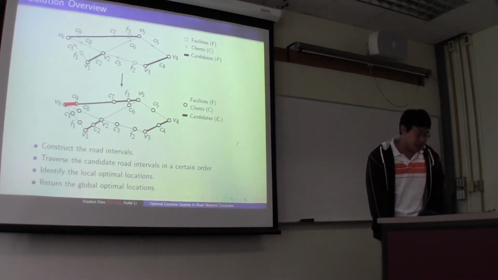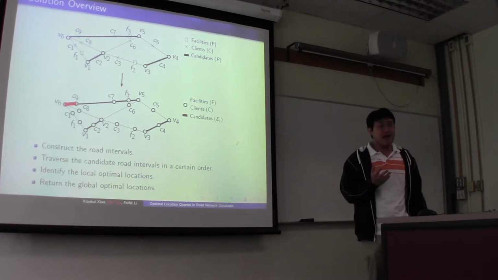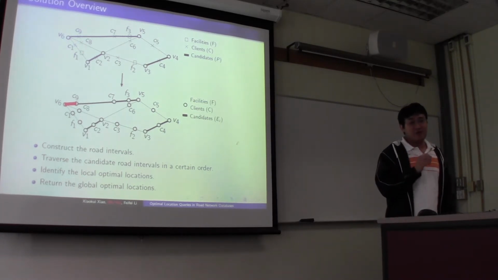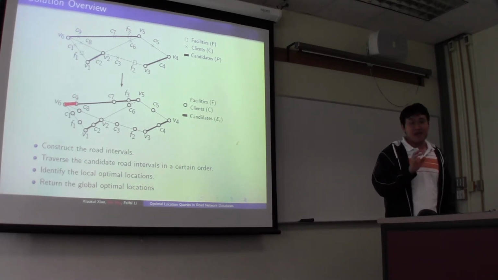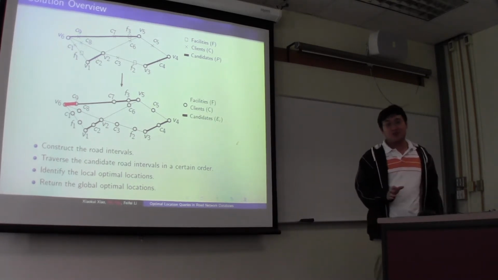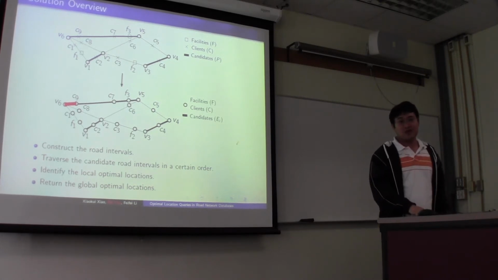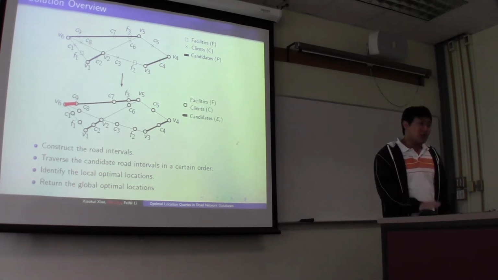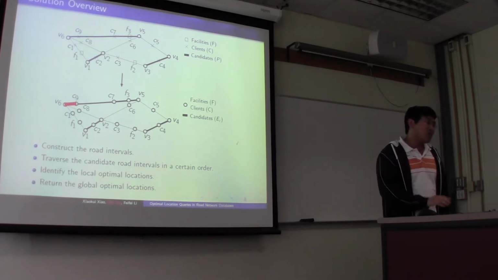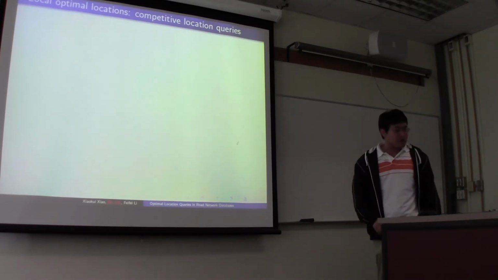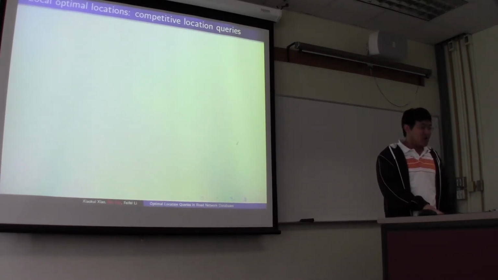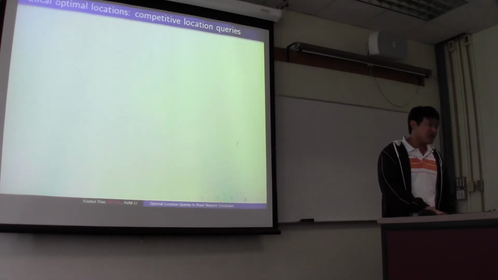The global optimal location can be returned once we confirm that the best local optimum found so far is better than the rest. If all the unvisited intervals cannot provide a better solution than the best local optimum found so far, we can return that local optimum as the global optimum. In the following, first I will introduce how we compute the local optimal location for the competitive location query.